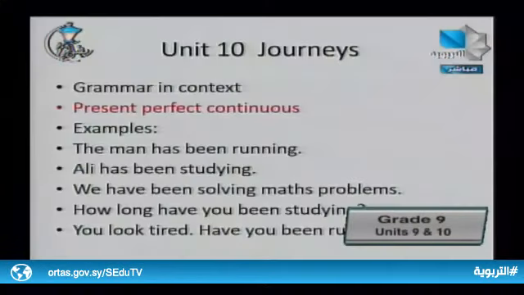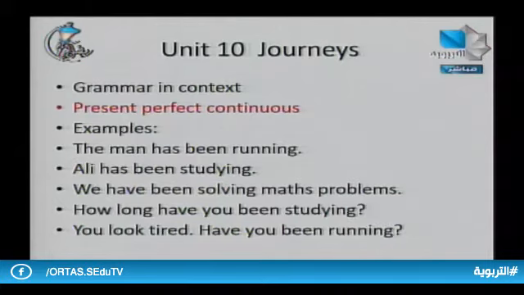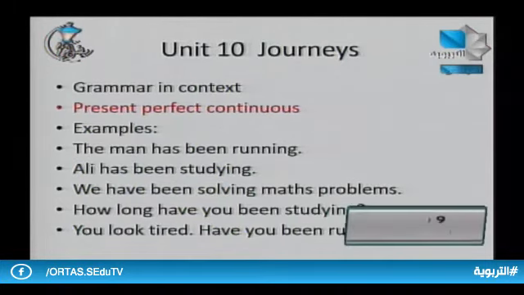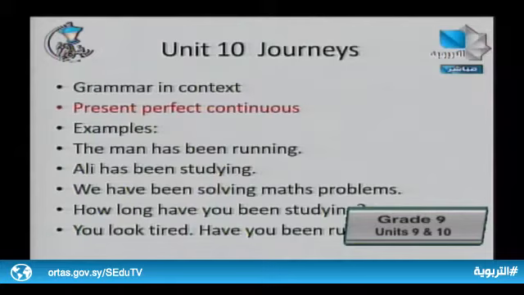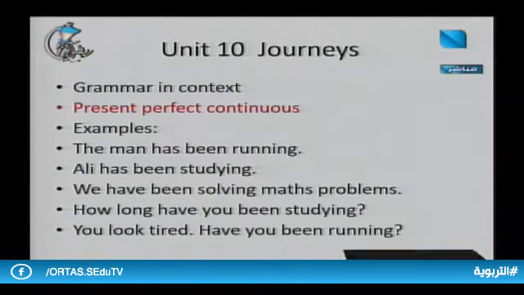In Unit 10, dear students, the title is Journeys, and for grammar in context, we are going to talk about the present perfect continuous. For example, the man has been running, Ali has been studying.